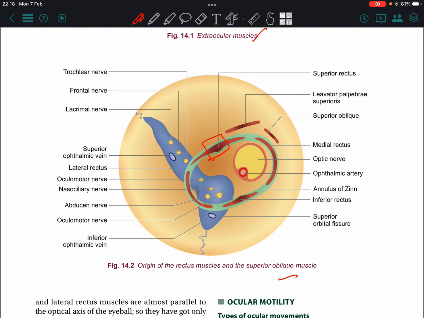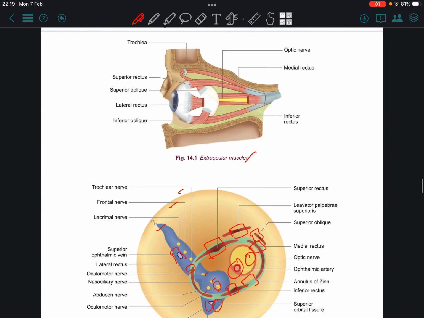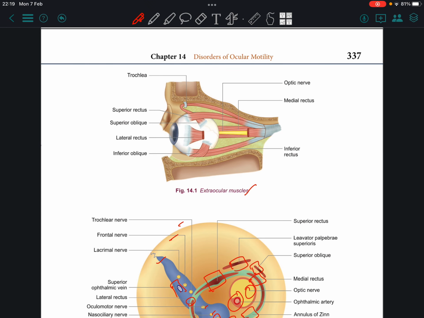This one is the superior oblique muscle. This is the levator palpebrae. This is the superior oblique. This is the medial rectus, and the optic nerve, ophthalmic artery, annulus of Zinn, inferior rectus, superior orbital fissure and inferior ophthalmic vein, and oculomotor nerve, abducens nerve, nasociliary nerve, oculomotor nerve, lateral rectus muscle and superior ophthalmic vein, lacrimal nerve, frontal nerve and trochlear nerve. These are the extraocular muscles.